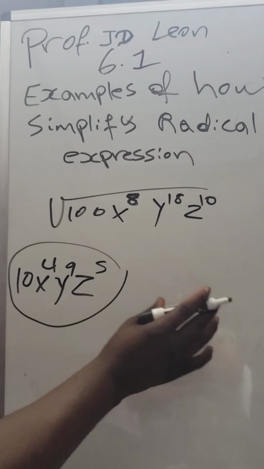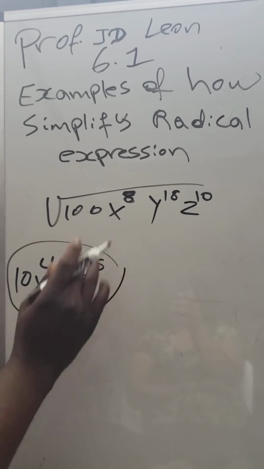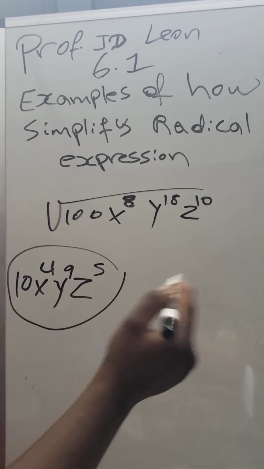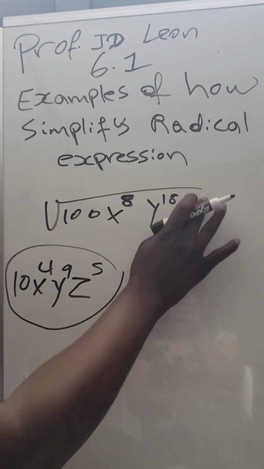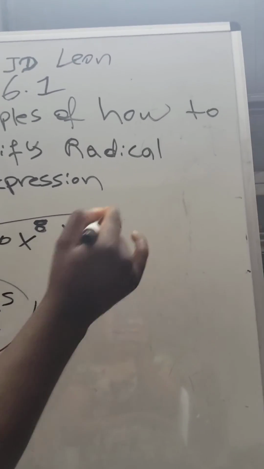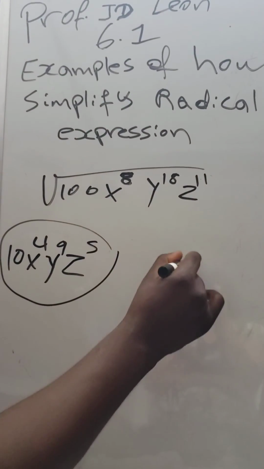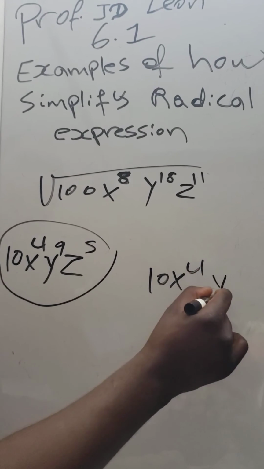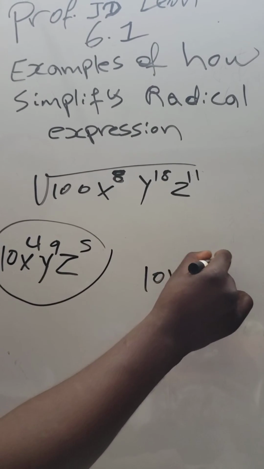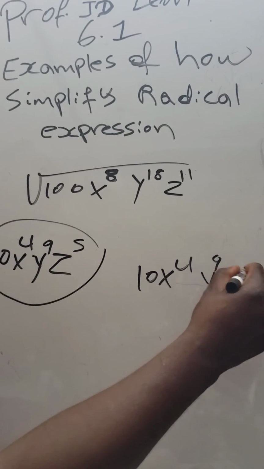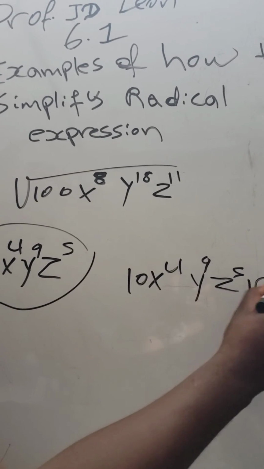If you had an odd exponent and something stayed in, we can change the scenario just so I can show you what we're talking about. If this was 11, then everything would remain the same. It would be 10x to the 4th power, y to the 9th power, okay?